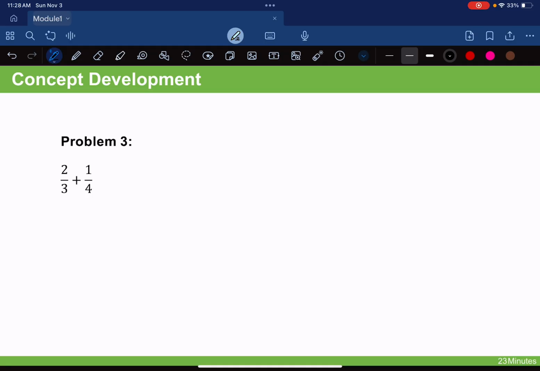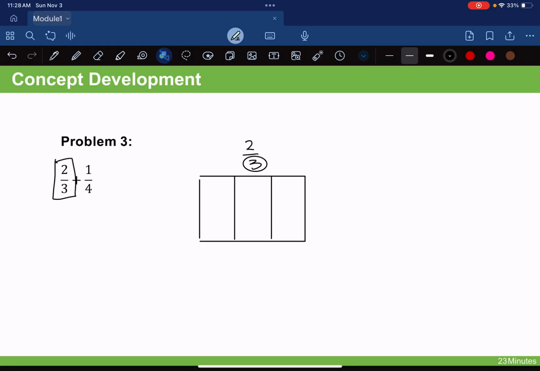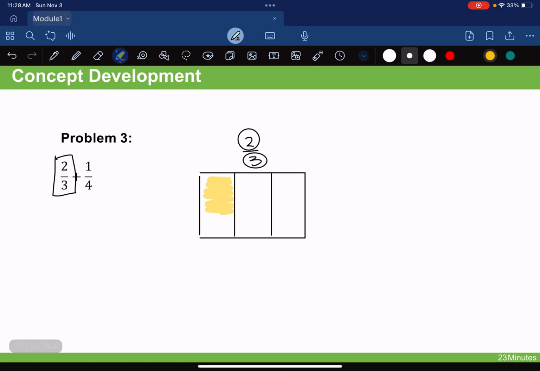I'm going to set up my 2/3. Remember, your denominator tells us how many parts we need. My denominator is a 3, so I need a total of 3 parts for this one. My numerator tells me how many parts I will be using or shading in, so I'm going to shade in 2 of those. 1, 2 out of 3.